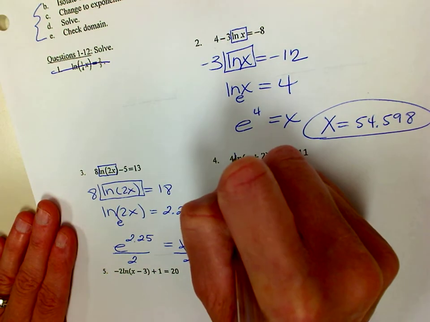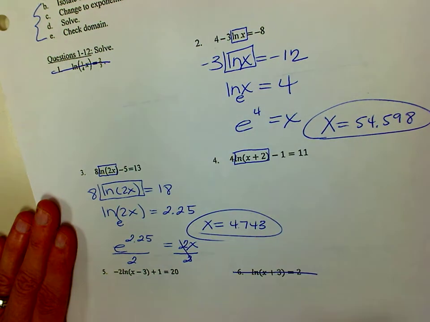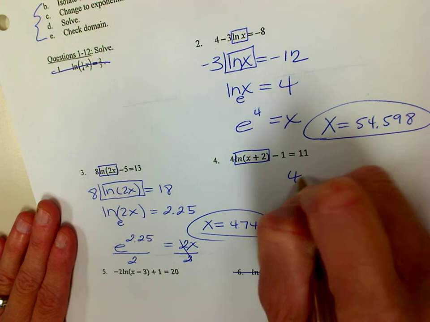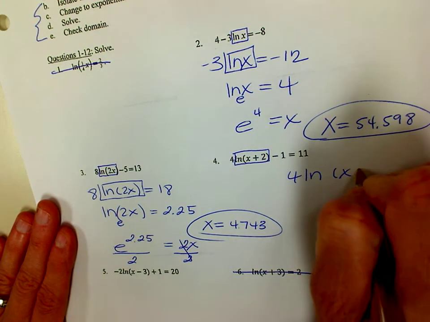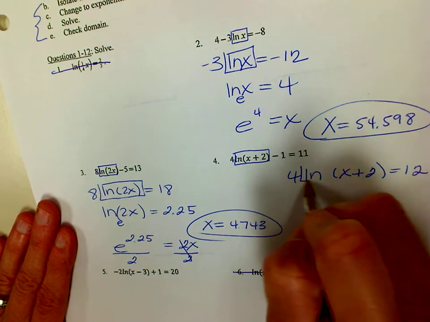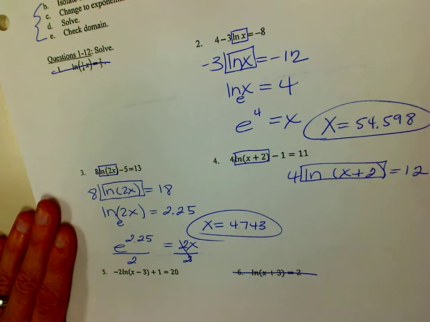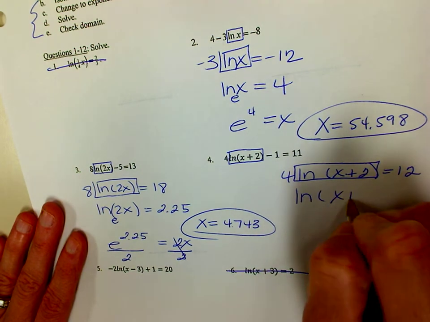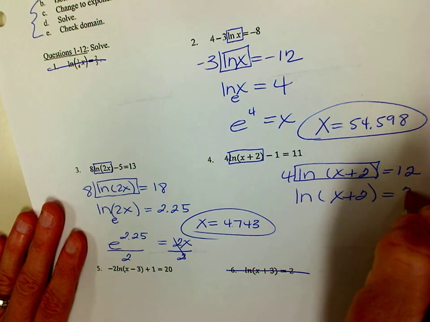Okay, number 4, I need to get this by itself. So first I have to either add or subtract a number. In this case, I'm going to add over the 1. I get 12. The next thing I want to do is divide over the 4. That's going to be 3.